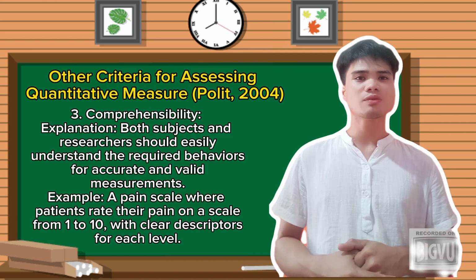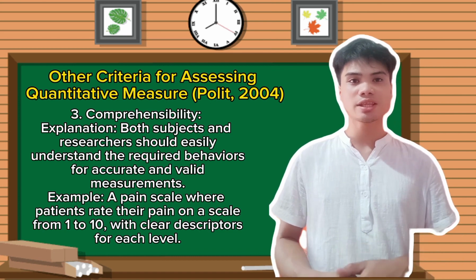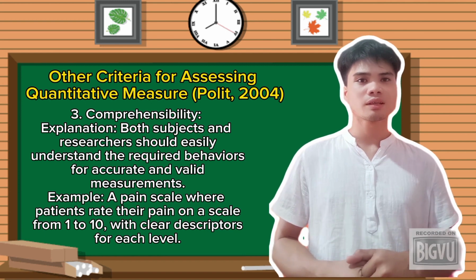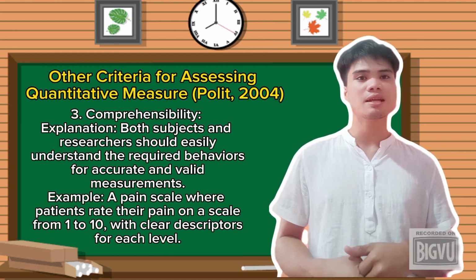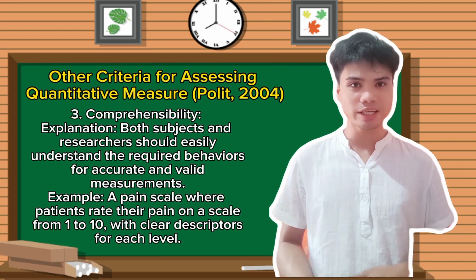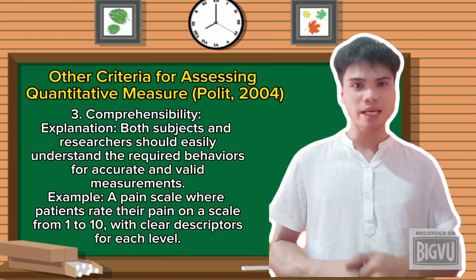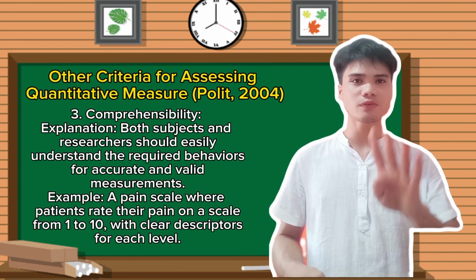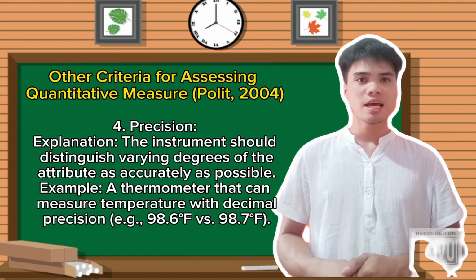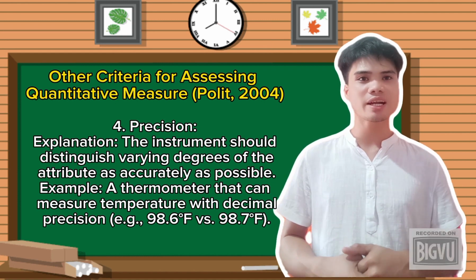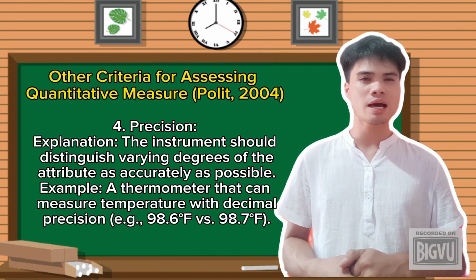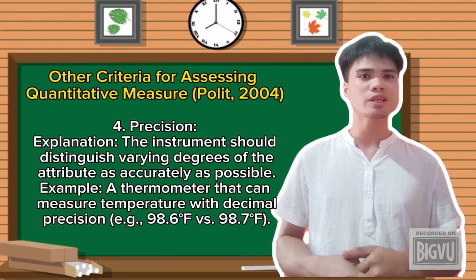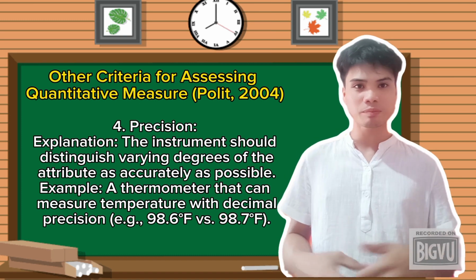Third, comprehensibility. Both subjects and researchers should easily understand the required behaviors for accurate and valid measurements. For example, a pain scale where patients rate their pain on a scale from 1 to 10 with clear descriptors for each level. The fourth one is the precision. The instrument should distinguish varying degrees of the attribute as accurately as possible. For example, a thermometer that can measure temperature with decimal precision.